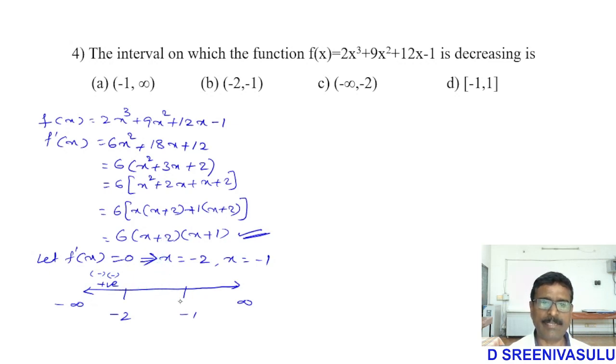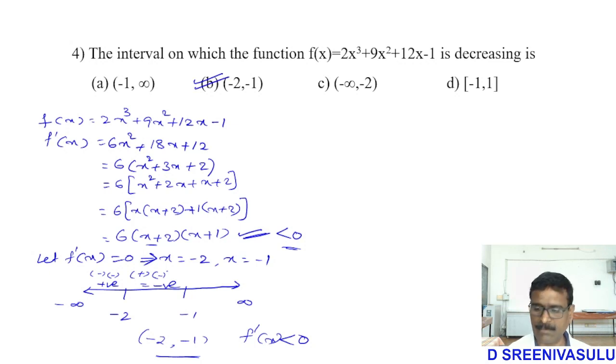You take in this interval minus 2 to minus 1. Take minus 1.5. x plus 2 is positive. x plus 1 is negative. This is equal to total negative. That means in this interval minus 2 to minus 1, f dash x is less than 0. That means when x belongs to minus 2 comma minus 1. Option B is the correct answer.